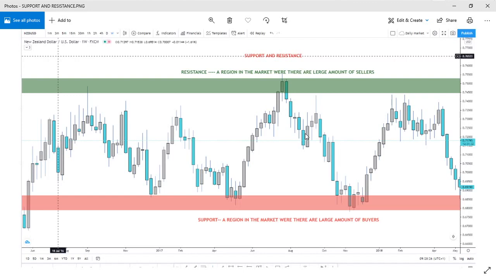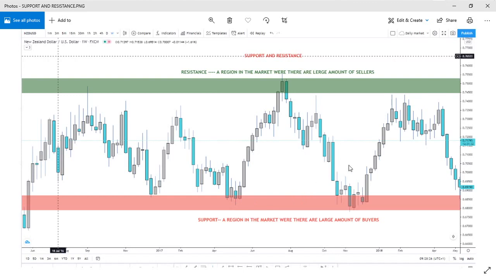Now, resistance simply means a region in the market where there are large numbers of sellers who are willing to sell at this zone here, as you can see in this illustration. This resistance here is a region where there are a large amount of sellers willing to sell this market at this point. There are also buyers, but the amount of sellers here is more than the amount of buyers here. Also, support simply means a region in the market where there are a large amount of buyers, more than those that are willing to sell.